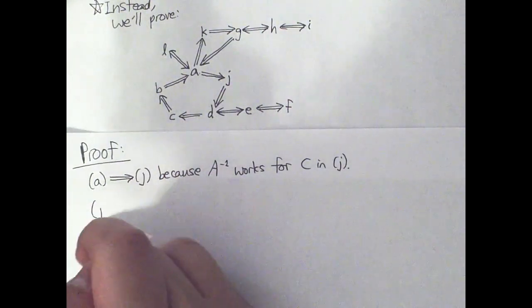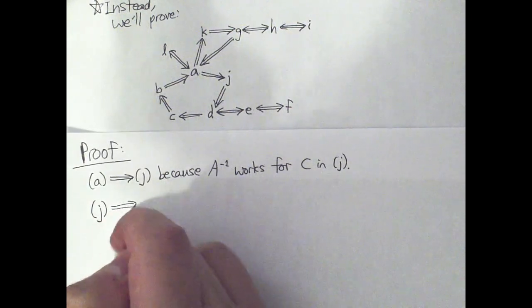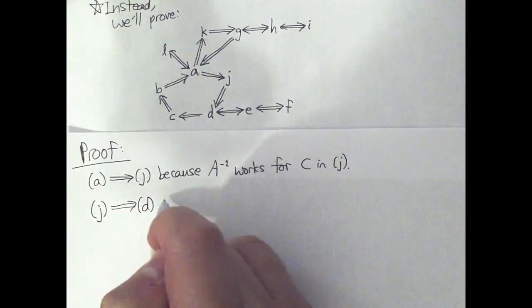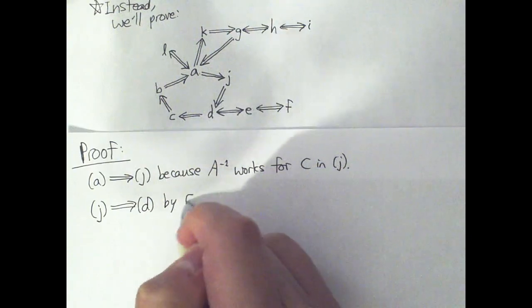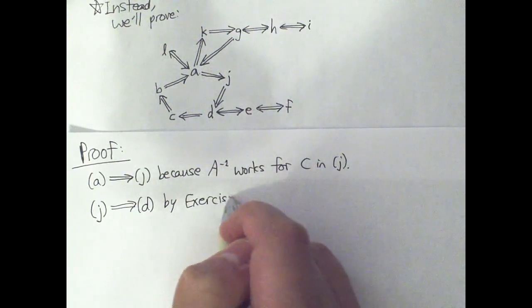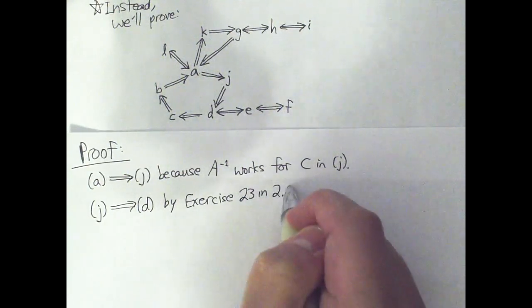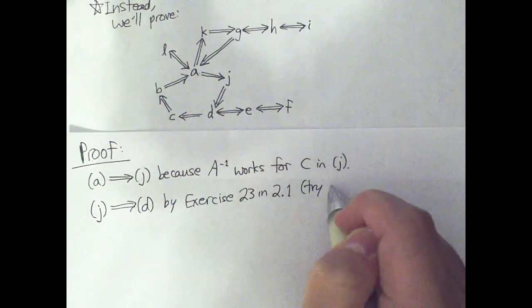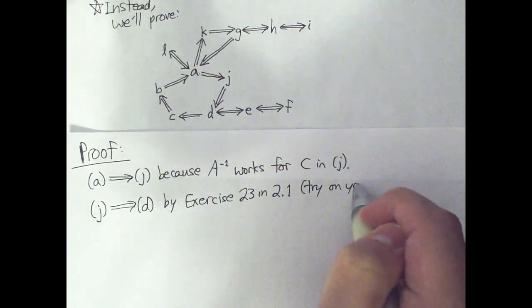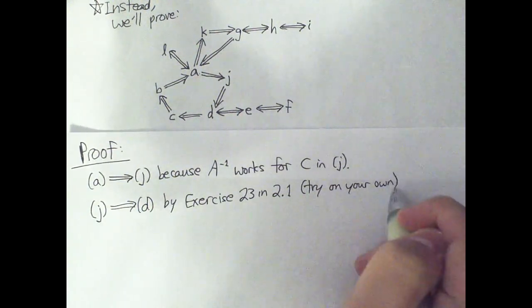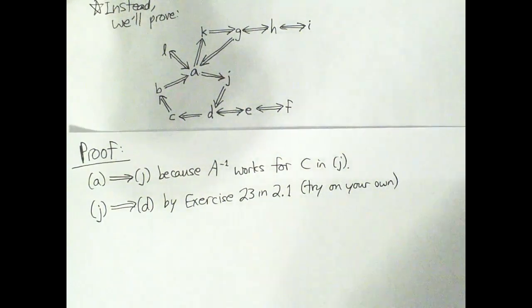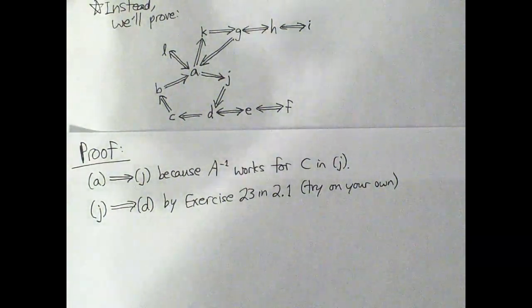Now let's show why does J imply D? Well, this is an exercise in the book. This is by exercise 23 in section 2.1, and I'm going to say to try it on your own. All right, so some of these things will be left as exercises like that. So you could look at J and you could look at D and see if you can start to come up with any ideas.